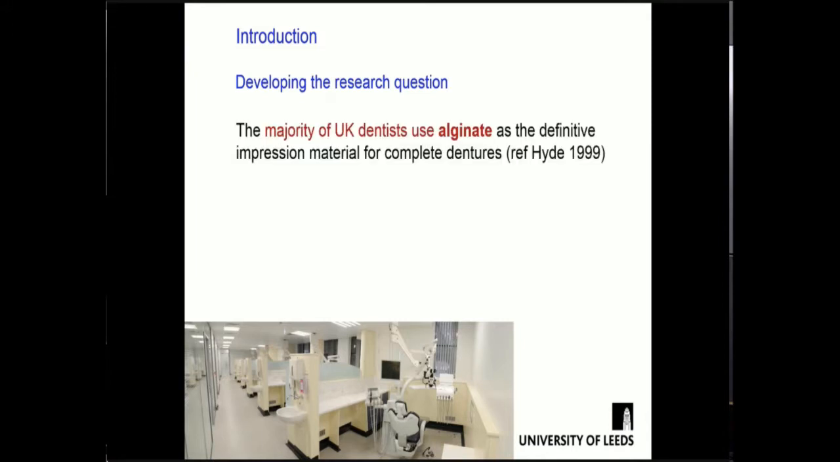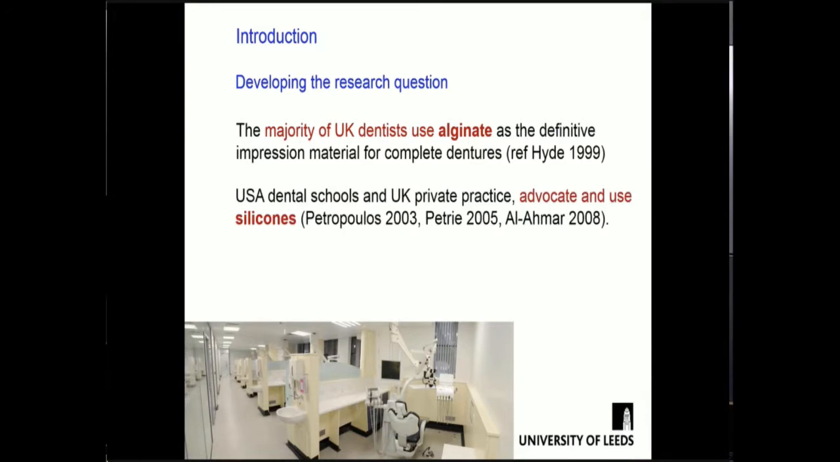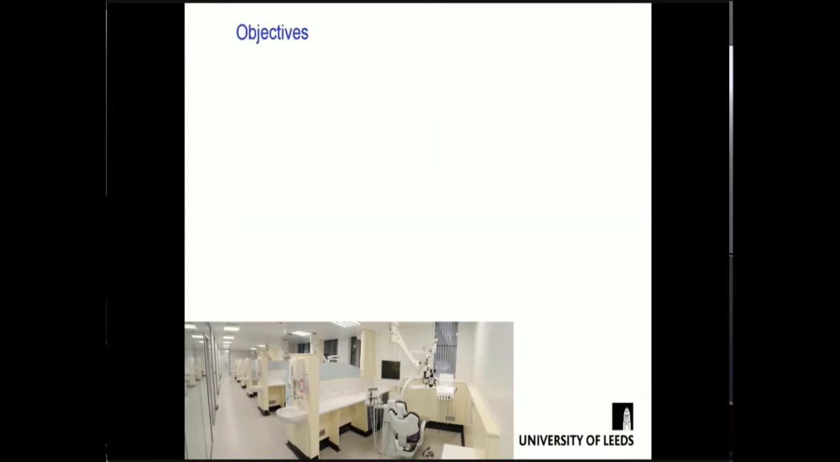The majority of dentists use alginate as their definitive impression material. The paper I published in '99 shows that. The USA is different. They advocate and use silicones, and the papers I've quoted there showed that. So what I wanted to know was which is best, and what I meant by which is best is which produces the best denture for the patient.